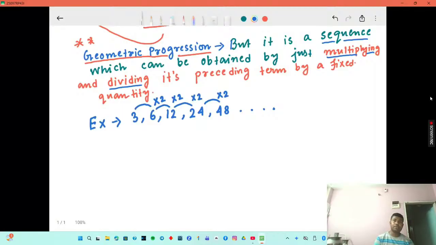So we can say that this sequence is definitely a geometric progression, as it is obtained by multiplying its preceding term by 2. Is it okay? So now if someone asks you what a geometric progression is, you can definitely answer them, and I have given you a very easy example of geometric progression. So now let me give you another example.